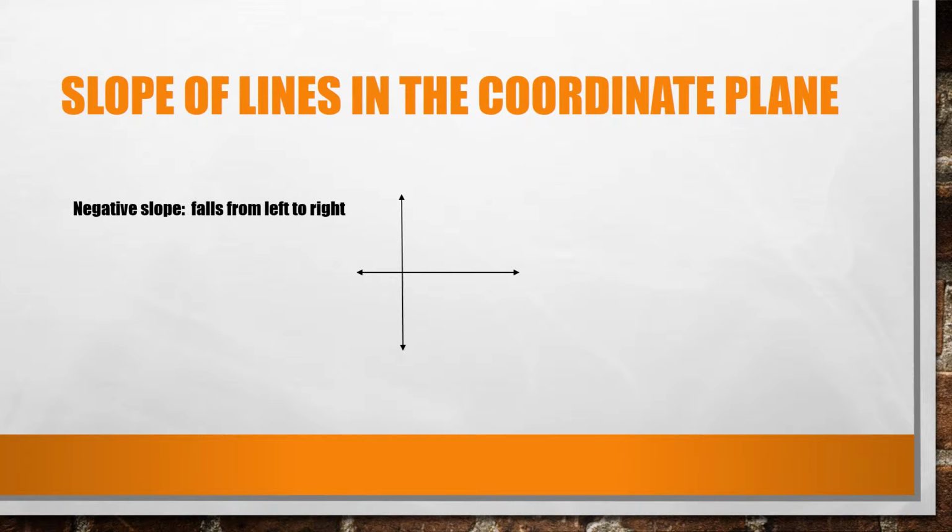A negative slope falls from left to right. You read graphs as if you're reading a book. When you read a book, you go from left to right. When you're reading a graph, you go from left to right. So a negative slope will always fall from left to right. A positive slope rises from left to right, so it rises.